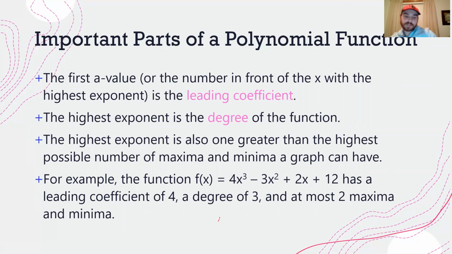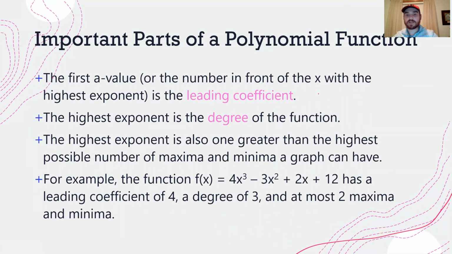So if we did instead the function, let's do 5x to the 5th plus 3x squared minus 12x. This one has a leading coefficient of 5. This one has a degree of 5. So leading coefficient, that's here. Degree, that's here. And then it has at most 4 maxima slash minima. And that's because it's 5 minus 1.